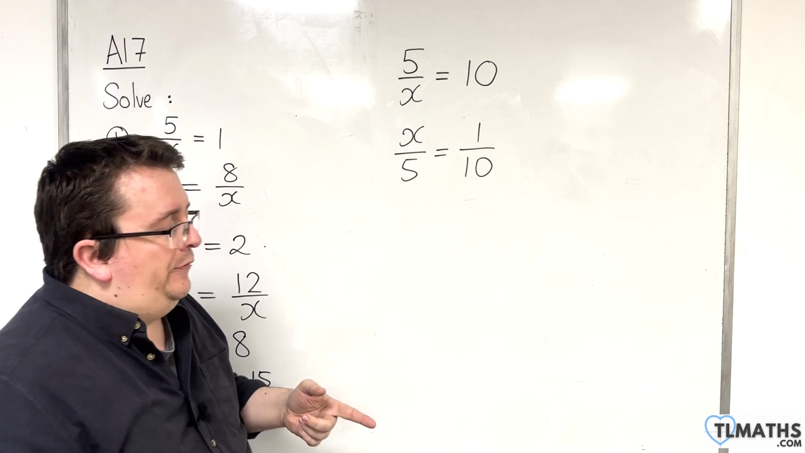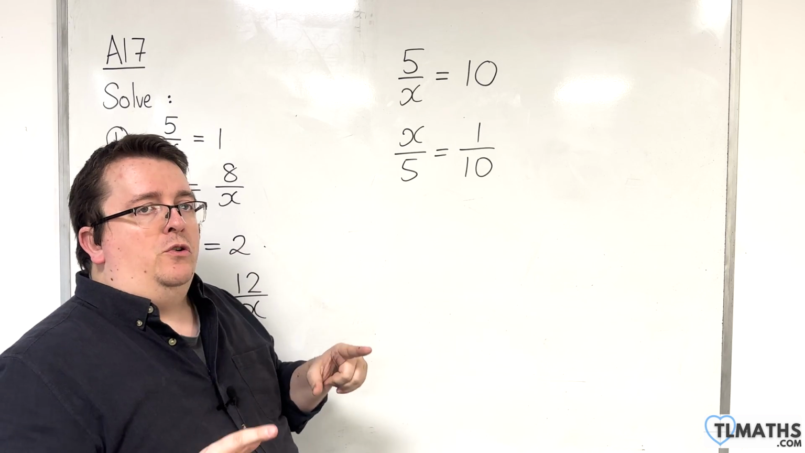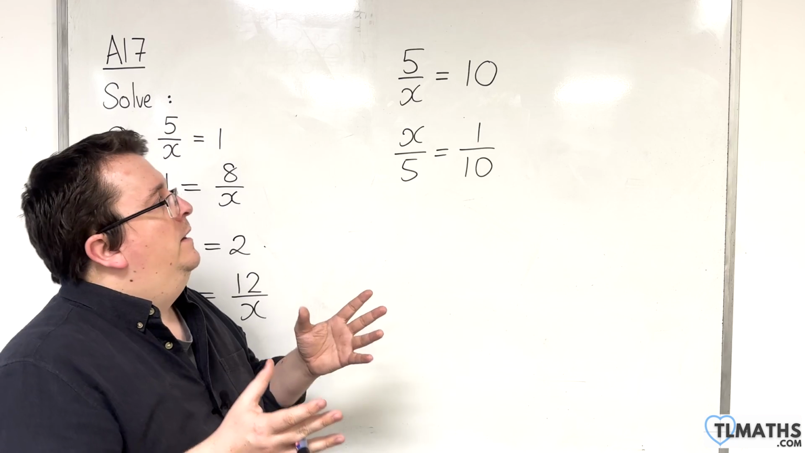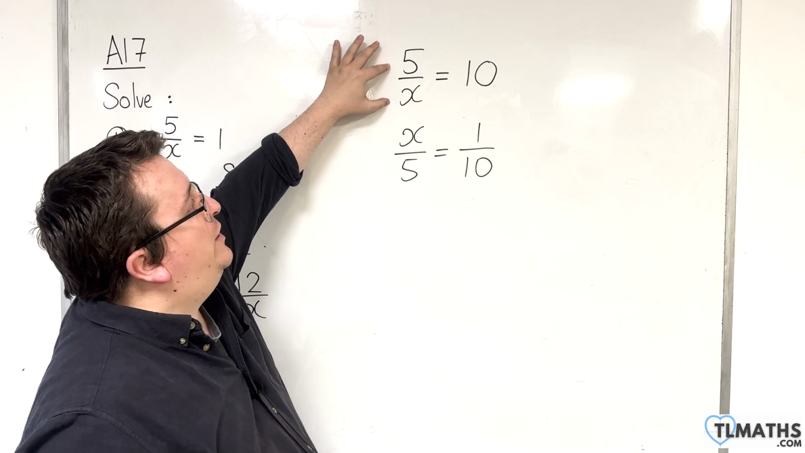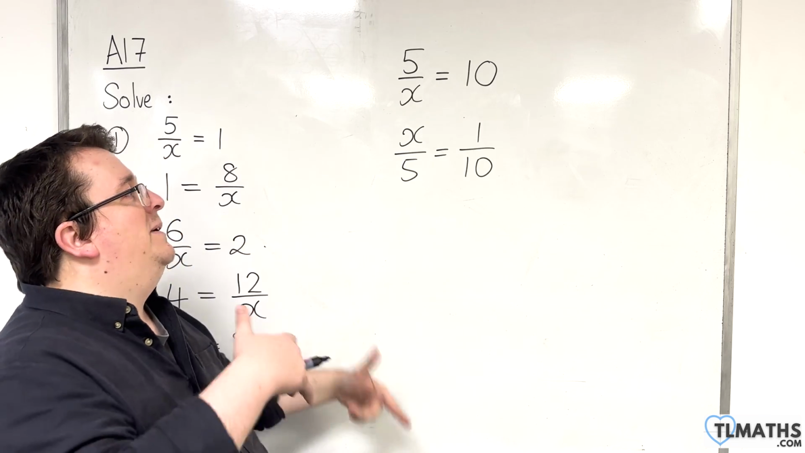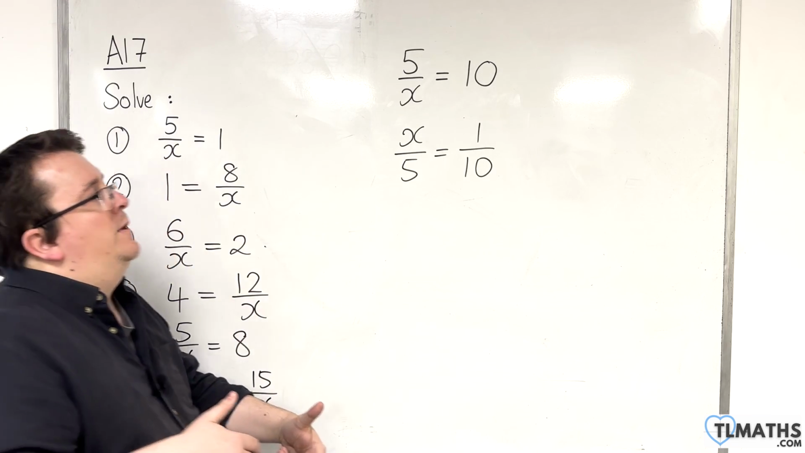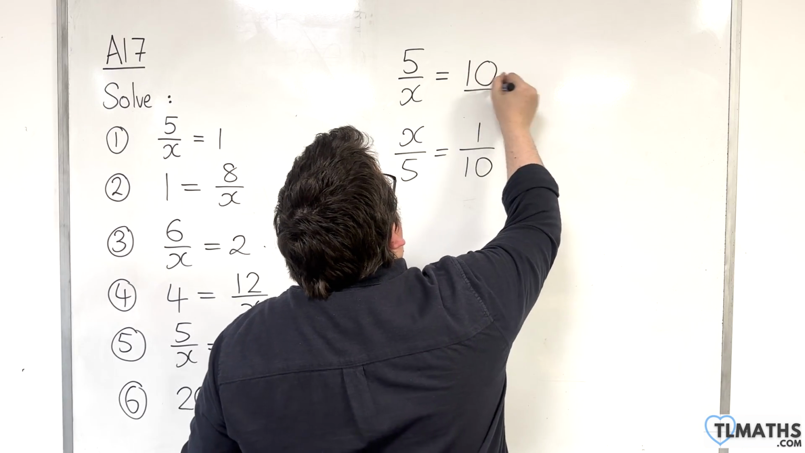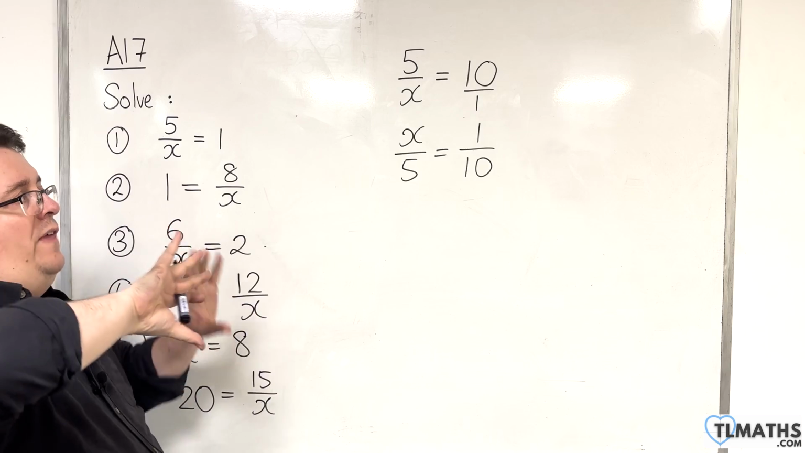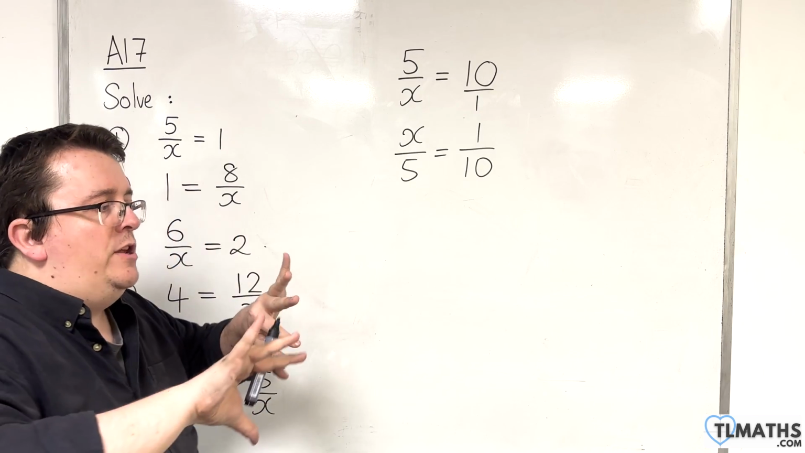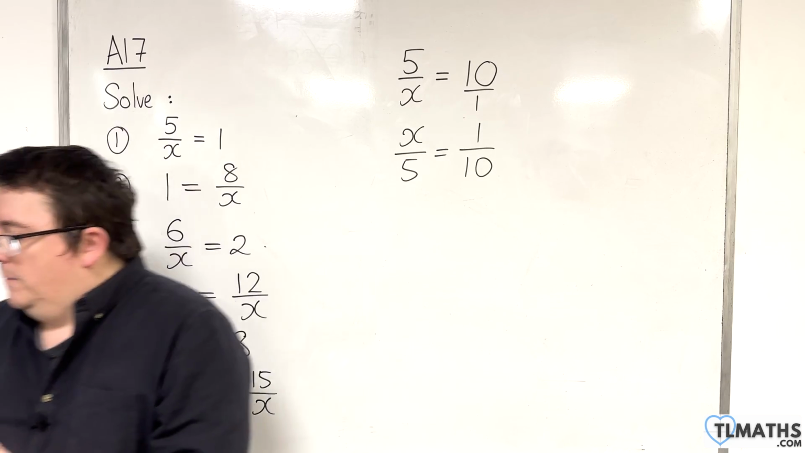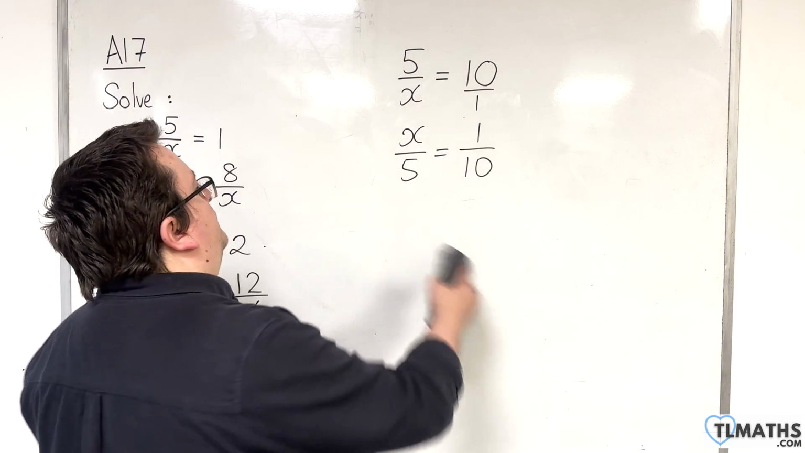So what's happened is that you have found the reciprocal of both sides of the equation. The reciprocal of a fraction flips it upside down. The numerator becomes the denominator, and the denominator becomes the numerator. And the 10, which is 10 over 1, becomes 1/10. So what that process does is it changes x from being in the denominator to being in the numerator, which makes your life a lot easier.